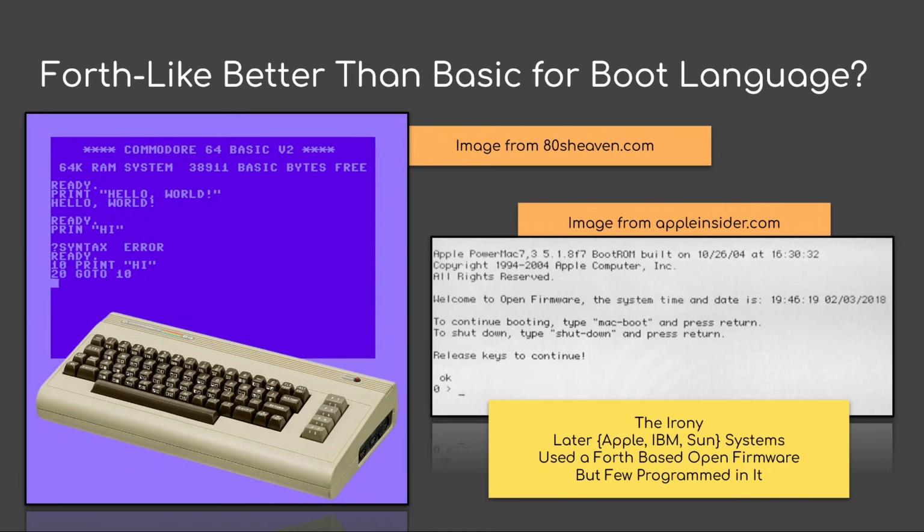In my opinion, a Forth-like machine would have been a better option than BASIC for a boot language. A lot of people learned BASIC because they could type in a program from a book, say on the C64. But imagine if it was a Forth machine instead. You have something that runs significantly faster and is significantly more powerful. The irony here is later, Apple, IBM, and Sun, they actually used a Forth-based open firmware, but few had programmed in it at the time.